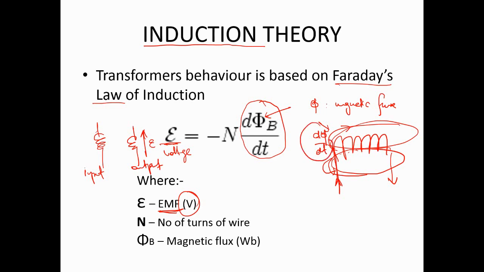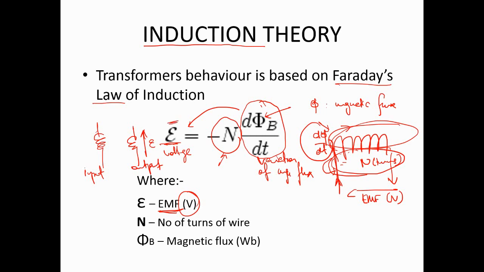And Faraday's law says if we have dΦ over dt, or variation of magnetic flux, then we'll create across the inductor a certain EMF, a certain voltage. And that voltage will be proportional to the number of coils that we have in this inductor. So basically there are N turns of coils in this inductor. The EMF or the voltage will be proportional to the number of turns of the coil, and it's also proportional to dΦ over dt, the variation of magnetic flux. How do we have the variation of magnetic flux? The variation of magnetic flux will only happen when we have variation of current, dI over dt.